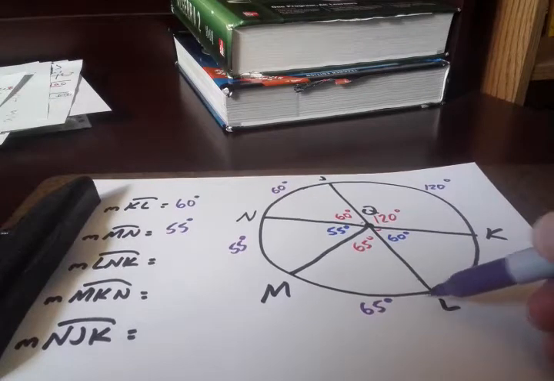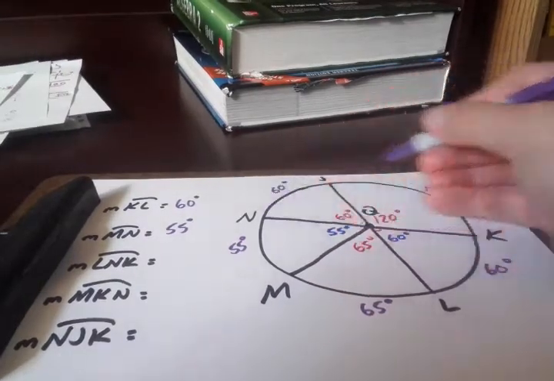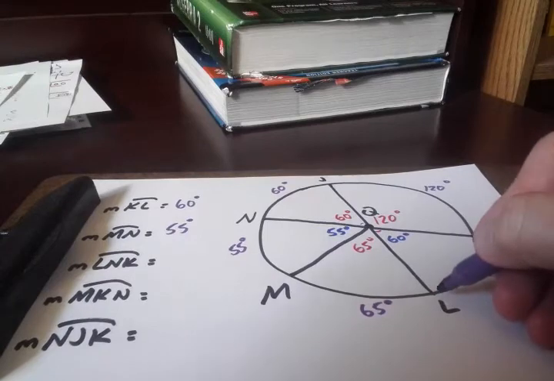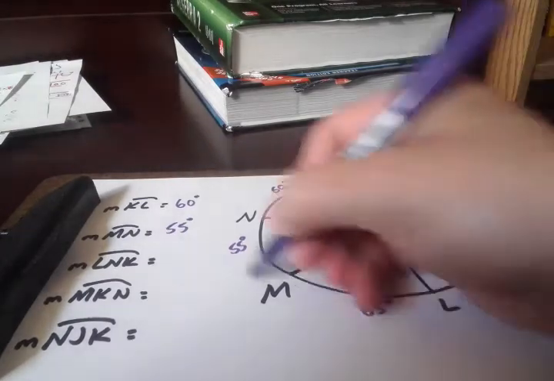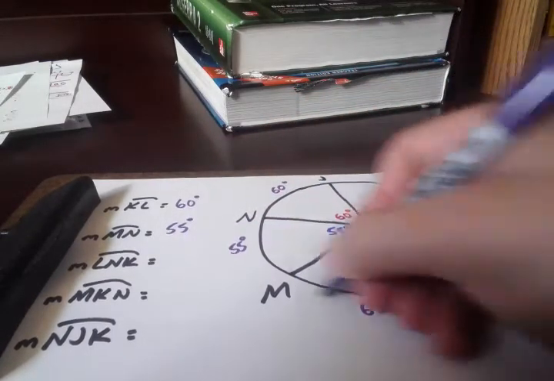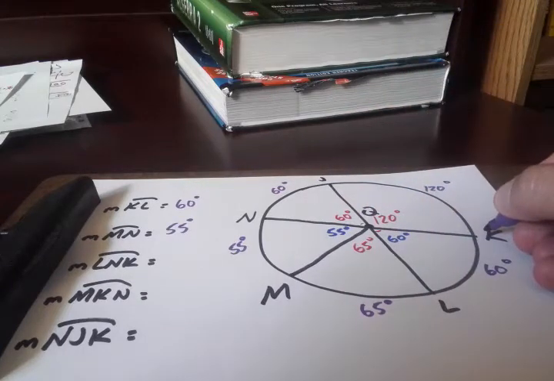So let's go. L, N, K. Okay, so wow. This thing is going all the way from here, starting here, all the way over there. This is a big one.